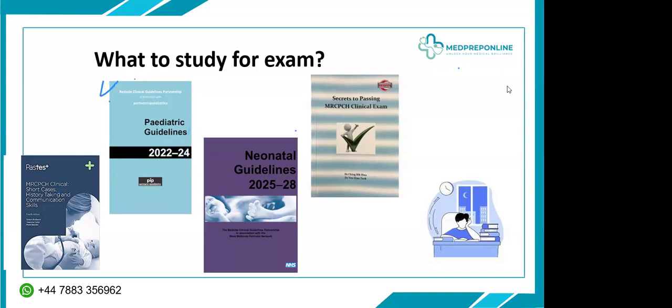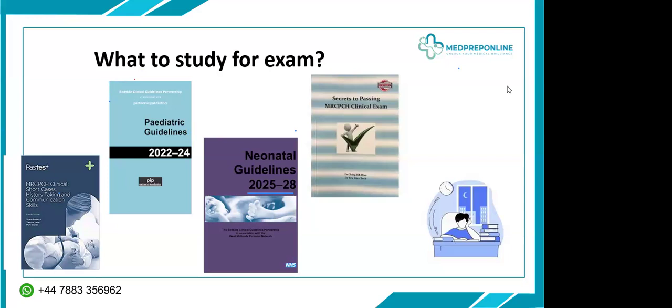Then next, the neonatal guidelines, this is the new version for 2025 to 28. This has been released, and it's a big book. Neonatal guidelines are majorly important for the communication stations, because a lot of communication topics come regarding neonatology, and you have to go through this. But I wouldn't say that you have to do each and everything.